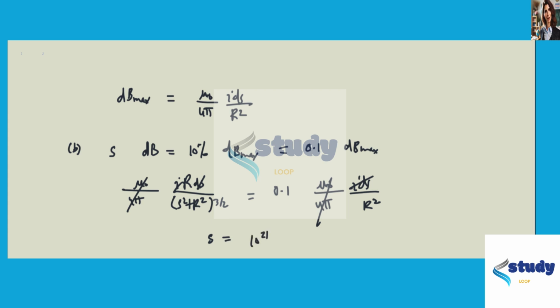the square root of 10 to the power 2 by 3 minus 1, times r. So if we plug in the value of r, which is 2 centimeters, we find out that the value of s, for which the magnetic field is 10% of the maximum value of magnetic field, is 3.82 centimeters.